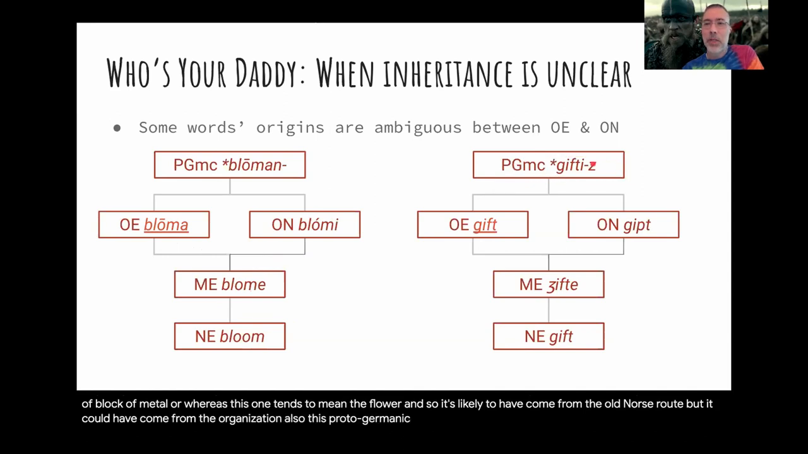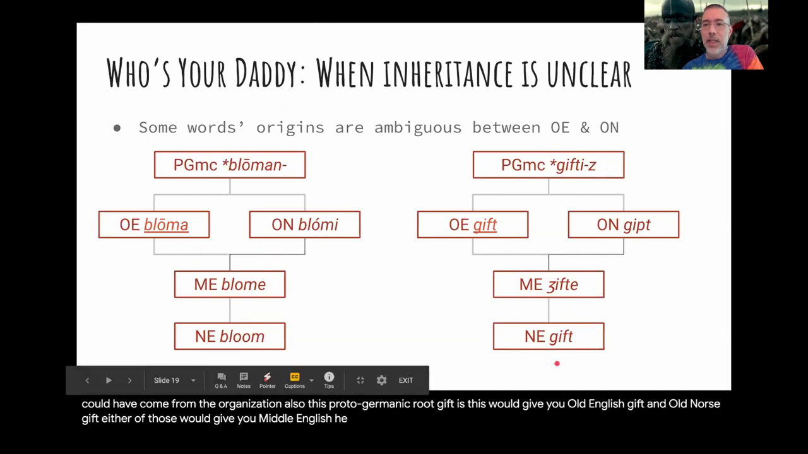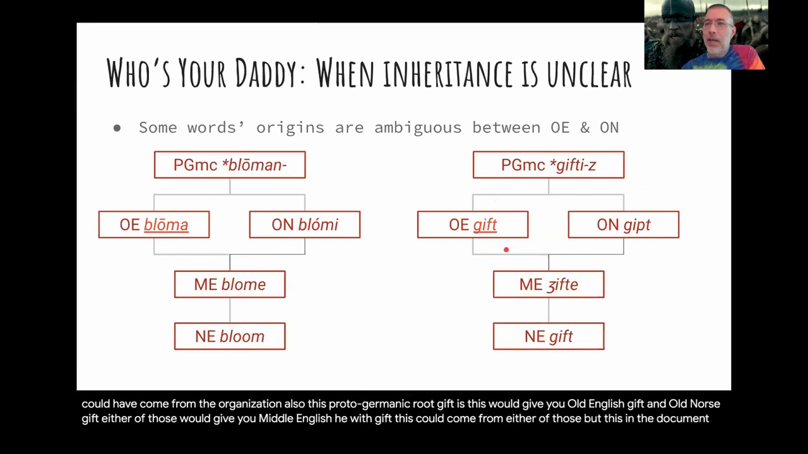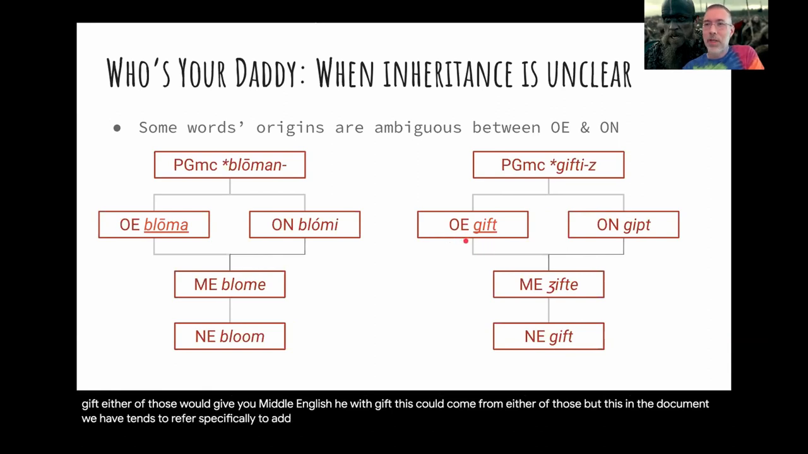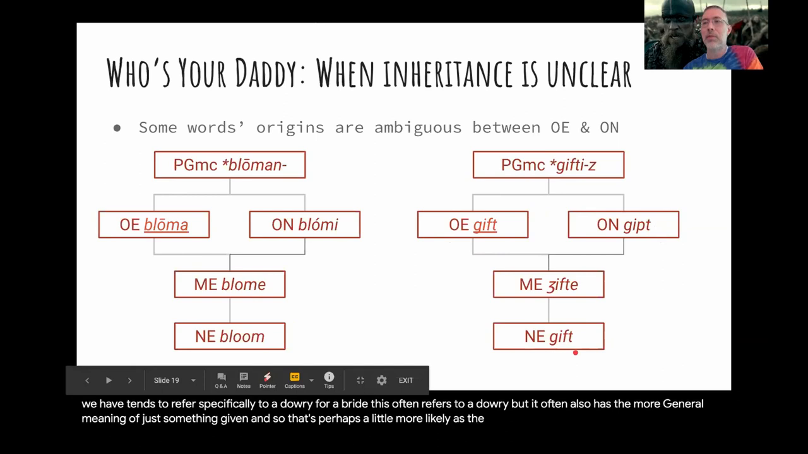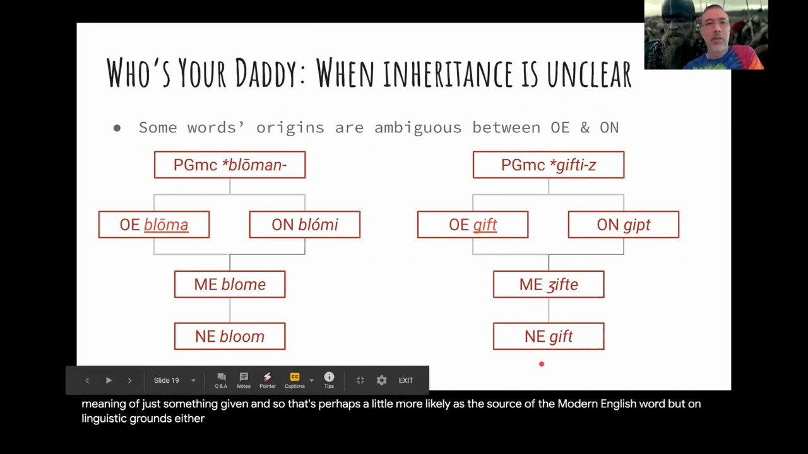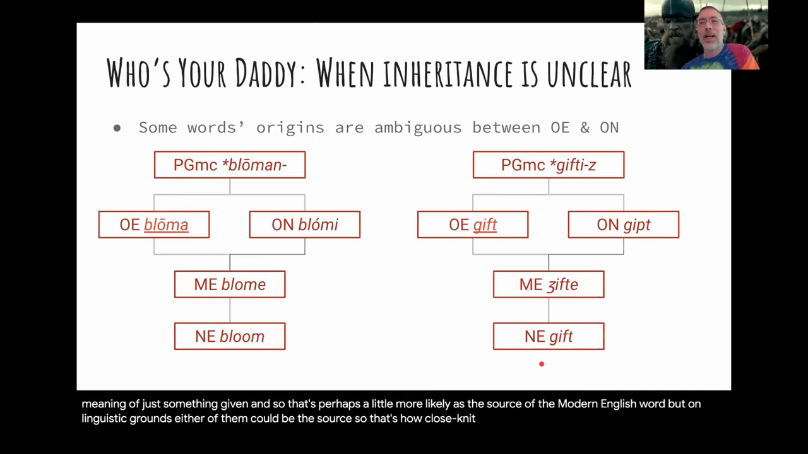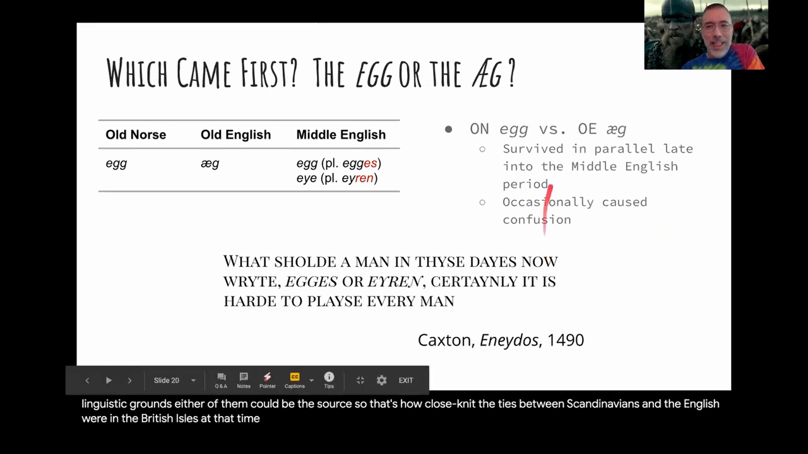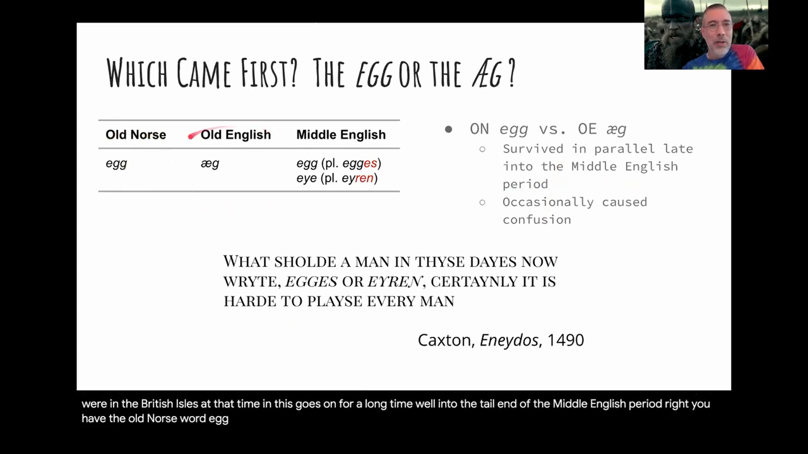Also, this Proto-Germanic root, giftis, this would give you Old English gift and Old Norse gift. Either of those would give you Middle English gifte, and that gives you Modern English gift. This could come from either of those, but this, in the documents we have, tends to refer specifically to a dowry for a bride. This often refers to a dowry, but it often also has the more general meaning of just something given. And so that's perhaps a little more likely as the source of the modern English one. But on linguistic grounds, either of them could be the source. So that's how close-knit the ties between Scandinavians and the English were in the British Isles at that time. And this goes on for a long time, well into the tail end of the Middle English period, right? You have the Old Norse word egg and the Old English word a.